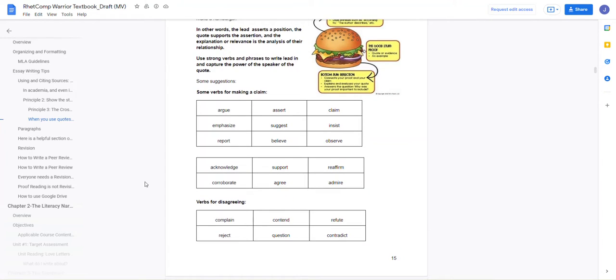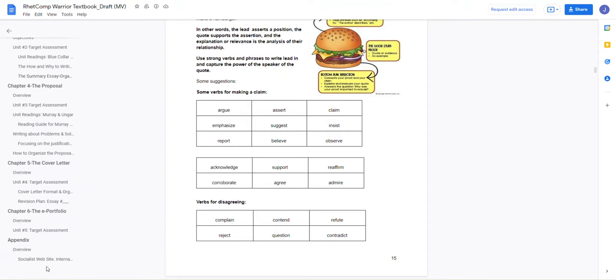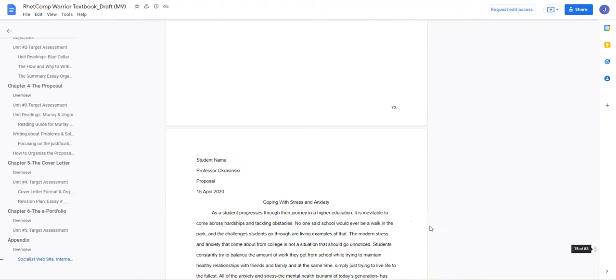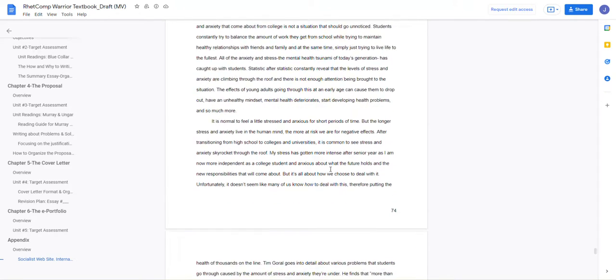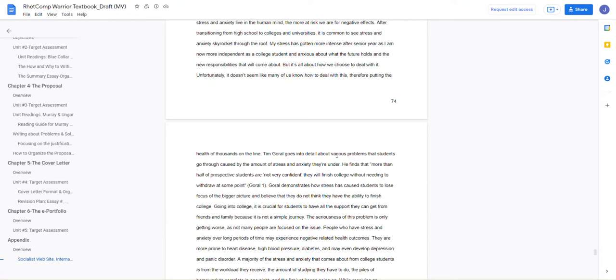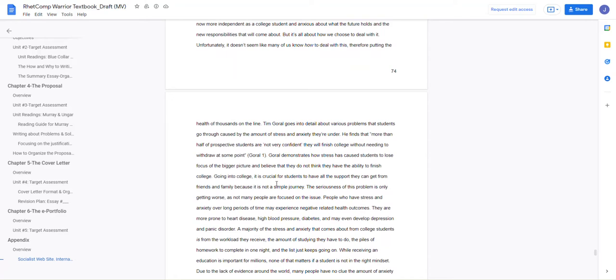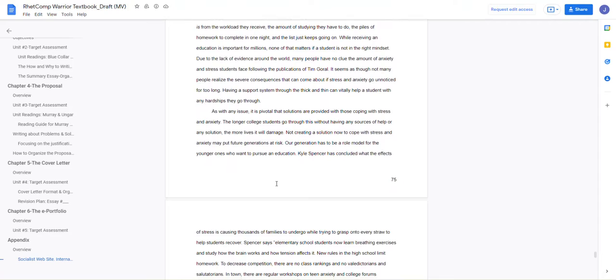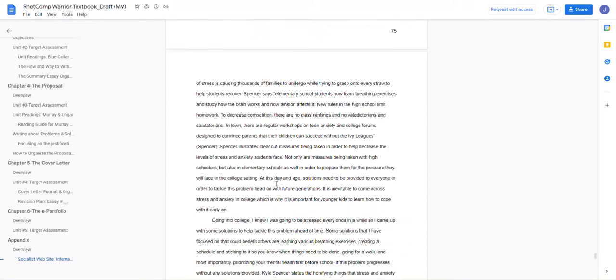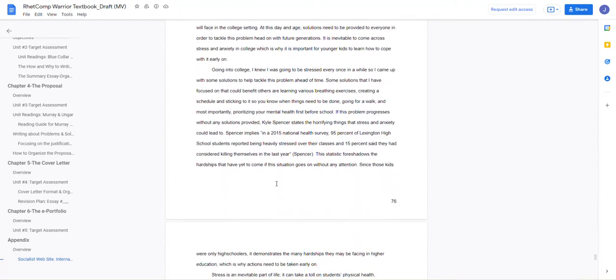If we were to turn around and take a look at the appendix here, many of you wrote on the essay examples, and these are pretty fair examples, especially coping with stress and anxiety, on how to integrate source material into the essay to support the idea that your topic is a significant and serious problem and that your solutions are workable and achievable to help solve that problem. So this is the proposal argument.